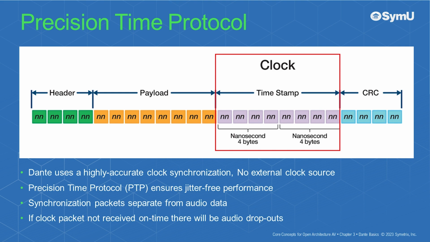This synchronization method is called Precision Time Protocol, or PTP. Synchronization packets are separate from audio data, and sync occurs at fixed time intervals without jitter. If a clock packet is not received on time, there will be dropouts in audio.